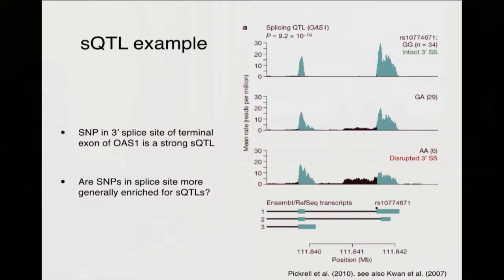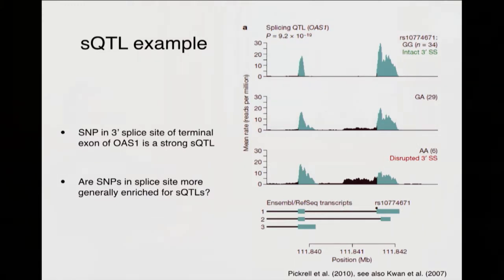This is the same sort of plot: along the x-axis is position along the genome, and on the y-axis is the read depth. Again, I've split this out according to alleles of a particular SNP. Here, there are 34 individuals that have the GG genotype of this SNP, and now I'm showing you exactly where the SNP is. It actually falls in the 3' splice site of this exon. So these 34 individuals have an intact 3' splice site. These 6 individuals have a disrupted 3' splice site, and these 29 individuals are heterozygous.